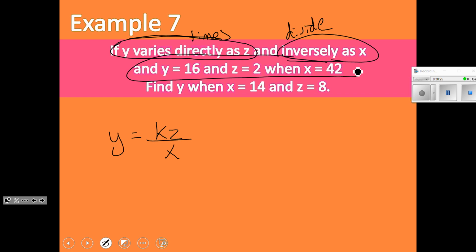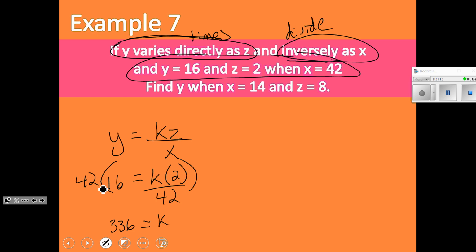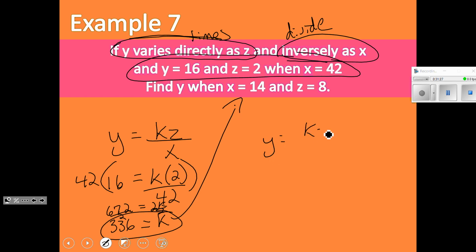So, part 1, let's plug in. Y is 16, Z is 2, X is 42. So, solve for K for me. What does K come out to equal? 336. Any questions on that? If it were me, I would times by 42 first, and I believe you get 672. And you get 2 times K, and then if you divide by 2 on both sides, you get K is 336.